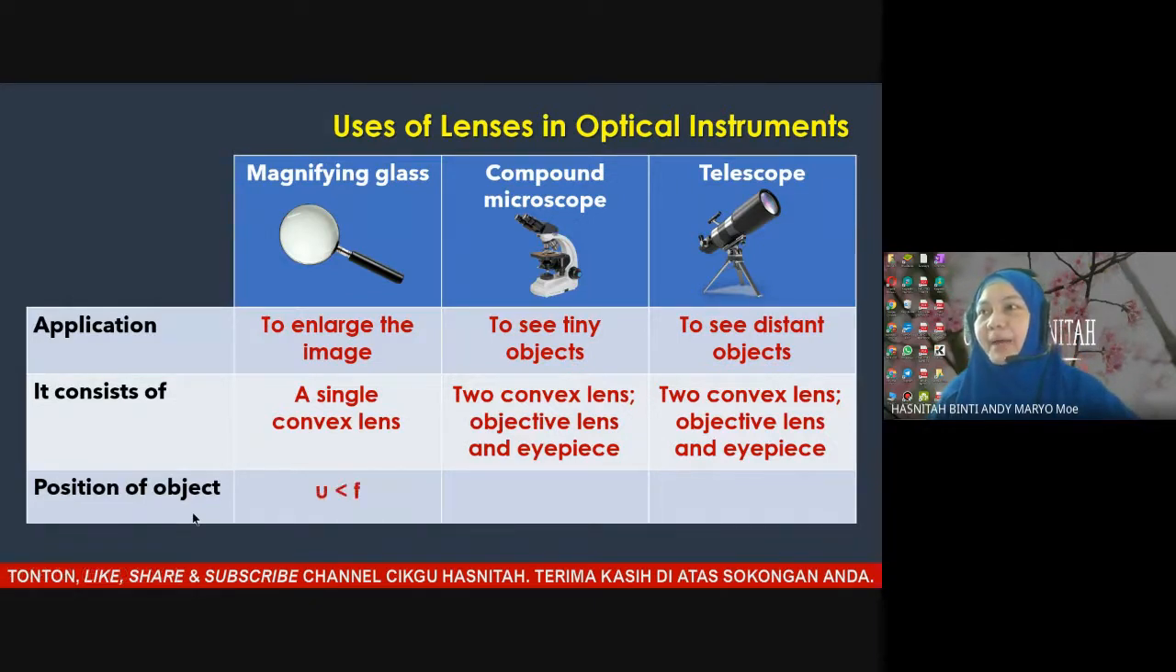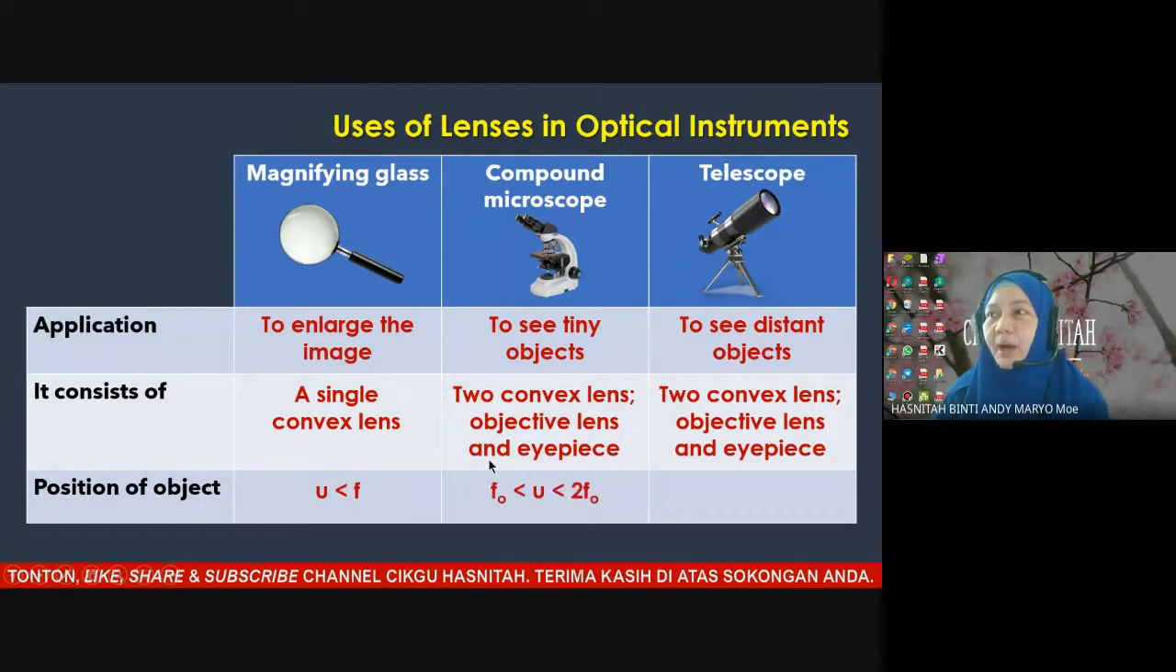For the magnifying glass, you know what is U, what is F, right? What does U refer to, students? What is U and what is F? U is object distance. F is the focal length. So for the magnifying glass, we place the object very close to the lens, where the object distance is less than the focal length of the magnifying glass.